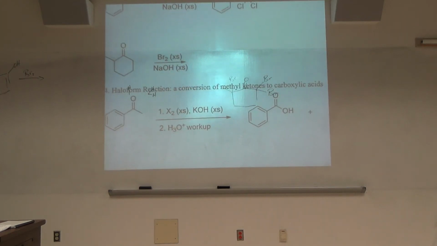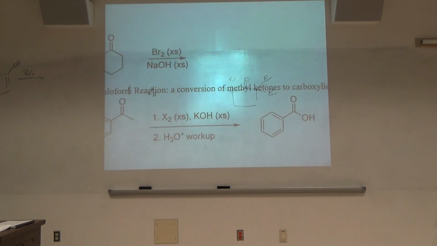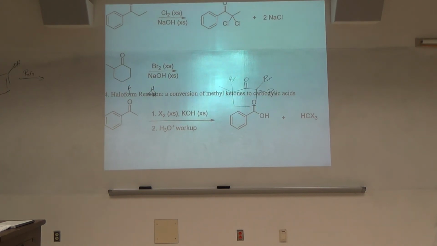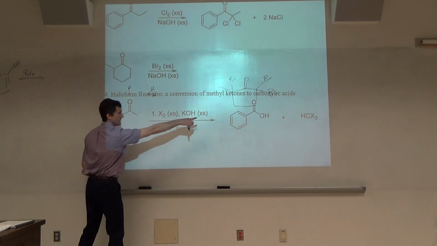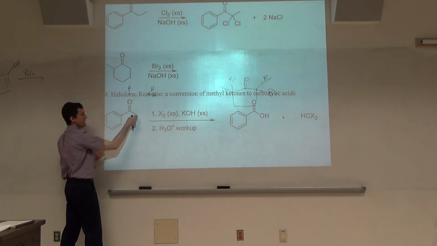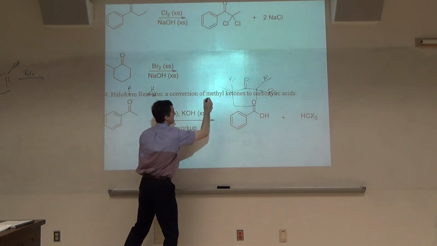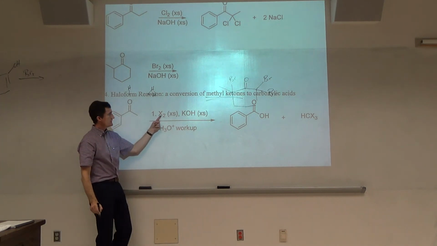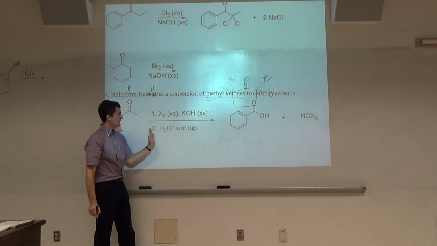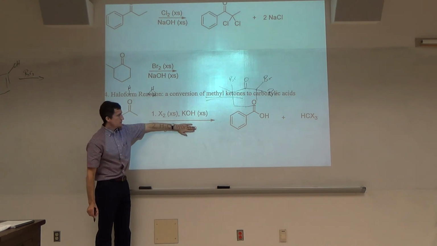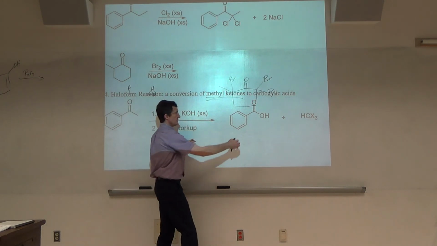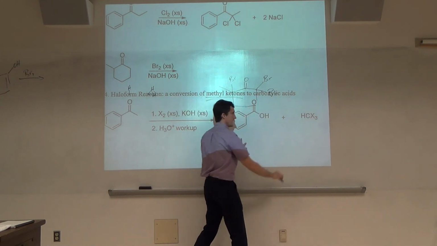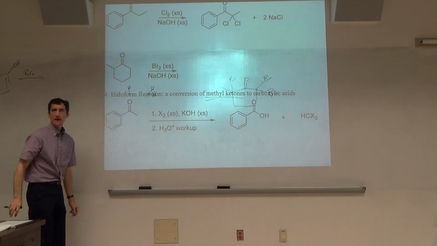Haloform reaction. This is a unique reaction that involves exhaustive halogenation, but we get a quite different product over there, a carboxylic acid. If you react a methyl ketone with halogen and excess base, we do that next week, you'll actually get a carboxylic acid plus that little guy, HX with 3 halogens.